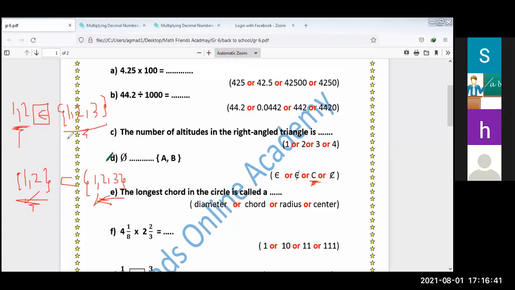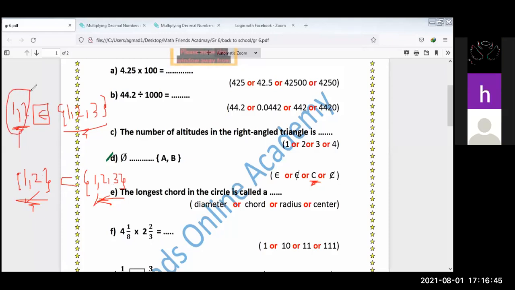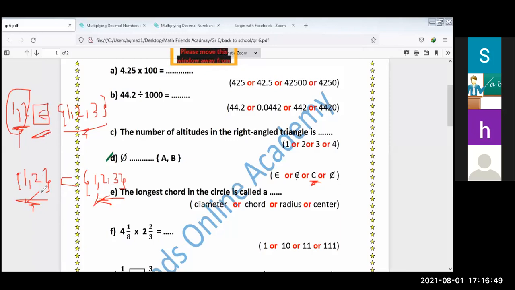Do you have any question now? Again, if you have just the elements without any brackets, I will choose belongs to. But if you have these brackets, it means you have a small set, so the sign you will choose is subset. You got it, grade 6?